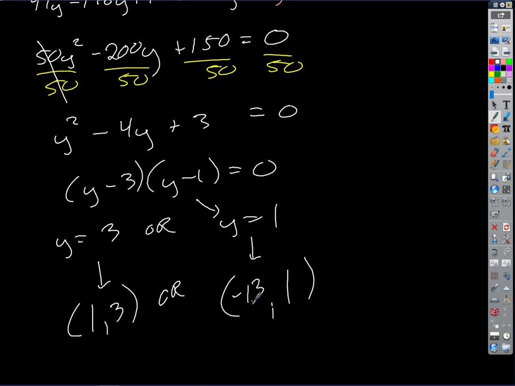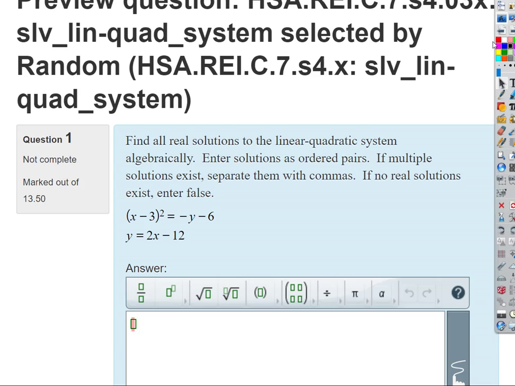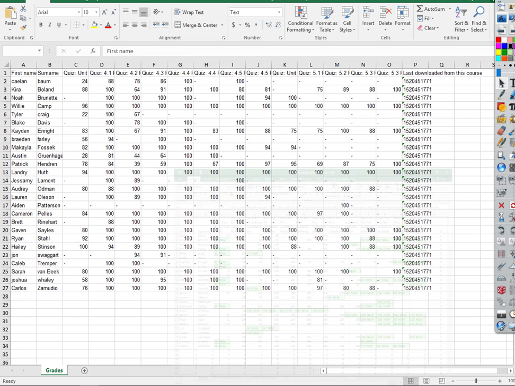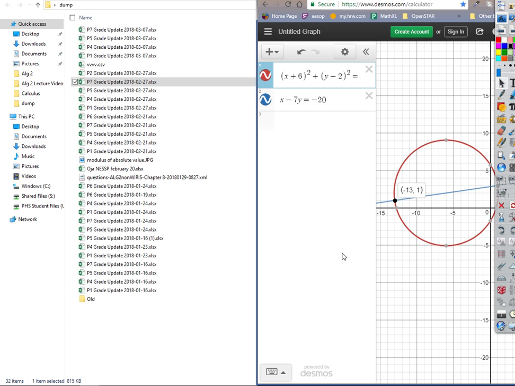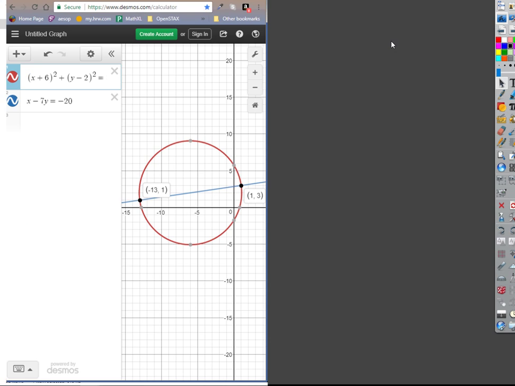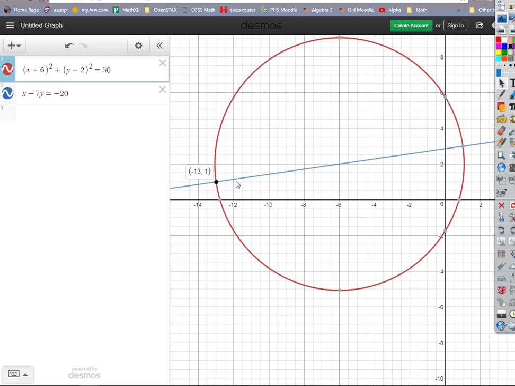So (1, 3) and (−13, 1). Well, that's what we had on Desmos, wasn't it? Yeah, those were our spots. There's (−13, 1) and (1, 3), right?